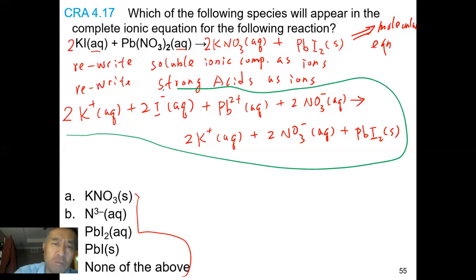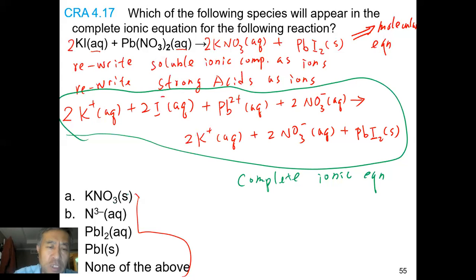And your question is, you want to examine those choices. Which of these appears in the complete ionic equation I circled? The first choice is KNO3. Do we have KNO3? We have K, we have NO3, but they are not together as a solid, so this is not. Do we have NO3 one negative? No. Do we have PbI2 aqueous? We have PbI2 solid, so no. Do we have PbI? We have PbI2, but we don't have PbI, so therefore none of the above. So the answer is E.